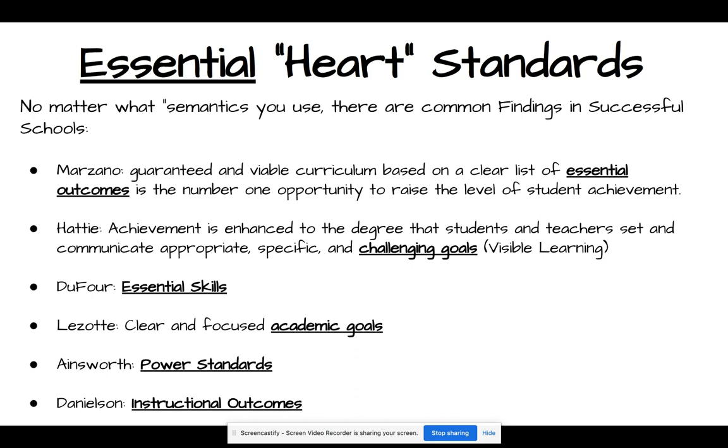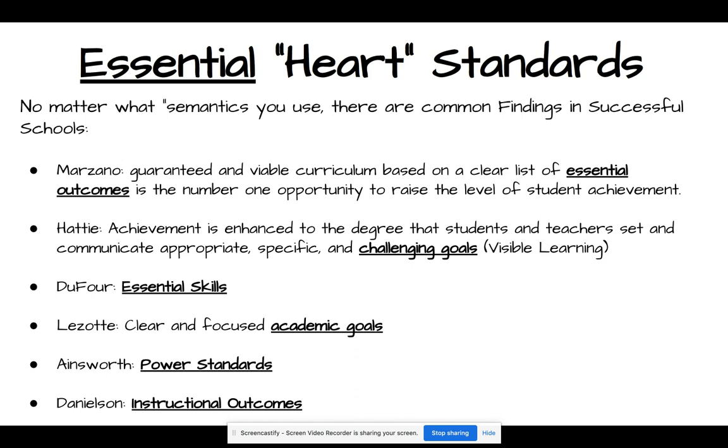I missed a quote there in semantics, but no matter what semantics you use, there are common findings in successful schools. According to Marzano, successful schools require essential outcomes. According to Hattie, every school has to have a systematic way of articulating very specific and appropriate challenging goals. DeFore really focuses on essential skills. Lizotte, academic goals. Ainsworth, power standards.